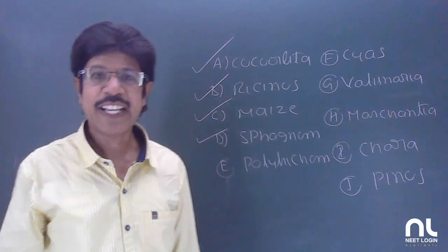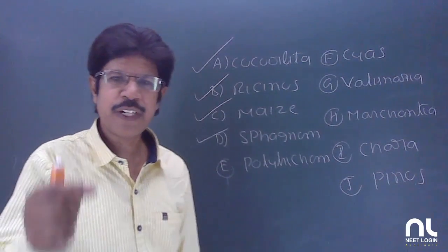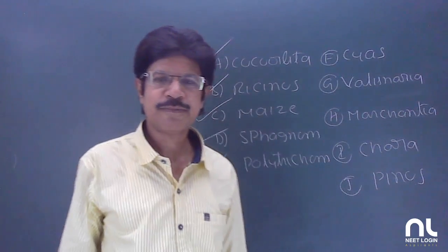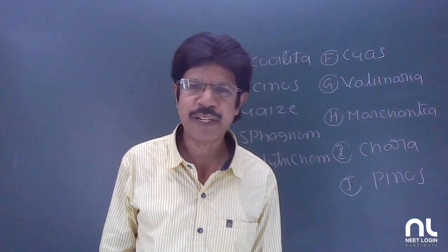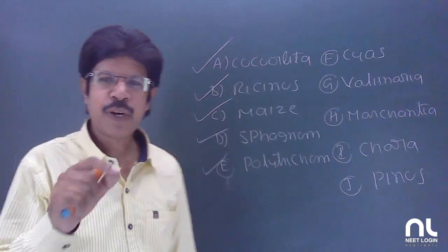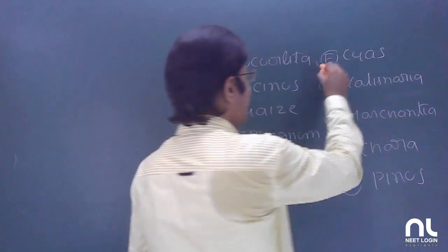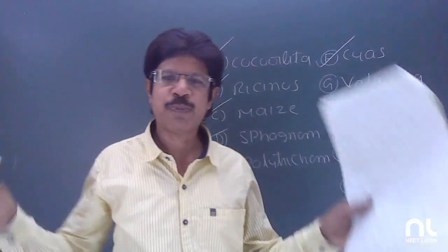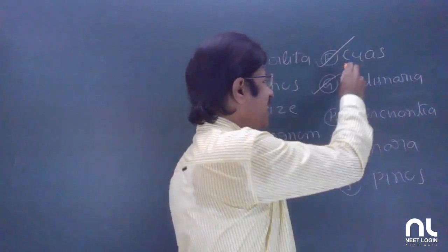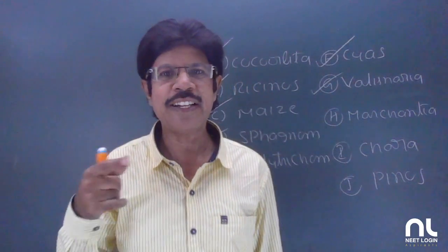Sphagnum is a gametophyte, monoecious gametophyte, in which the sporophyte is dependent. Polytrichum, which is also a moss plant, a Bryopsida member, is a monoecious gametophyte. Sphagnum, Polytrichum, Funaria come under monoecious gametophyte. Cycas, dioecious sporophyte and dioecious gametophyte. Vallisneria, dioecious sporophyte, dioecious gametophyte, and it is a hydrophyte.